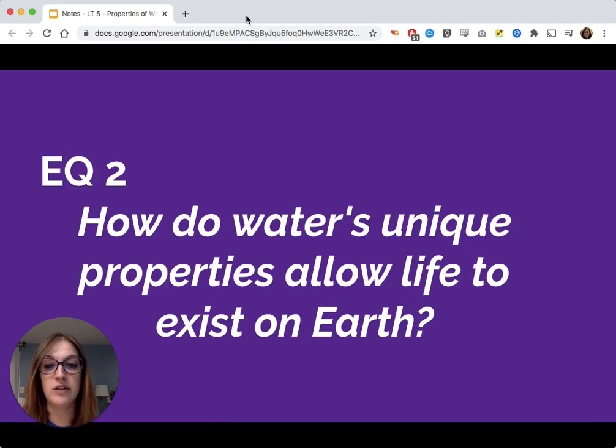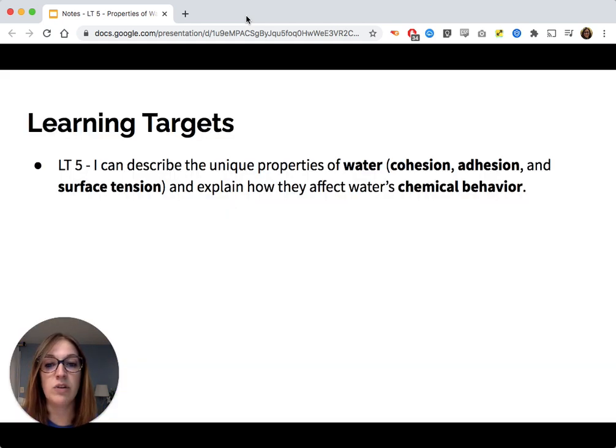By the end of these notes, you should be able to answer the question, how do water's unique properties allow life to exist on Earth? This content will cover Learning Target 5. I can describe the unique properties of water, including cohesion, adhesion, and surface tension, and explain how they affect water's chemical behavior. I encourage you to take Cornell notes using the template we've provided.